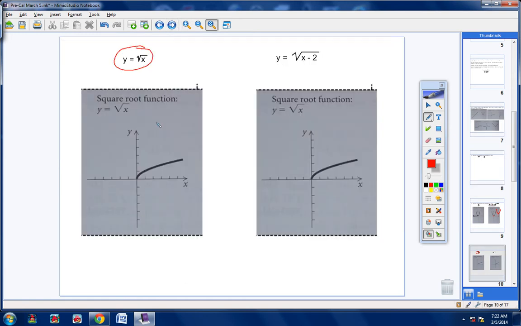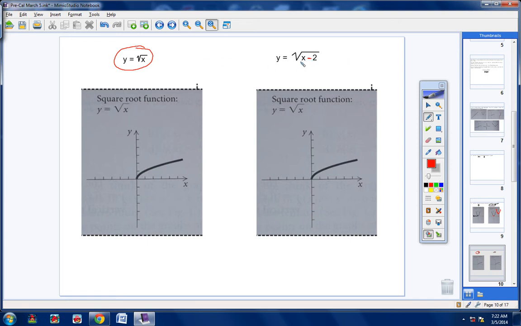And so here's the model graph. Now look what we've done. Notice I have subtracted a 2 directly to the x. Notice how the x is under a radical, and I have subtracted 2 directly under the radical, right to the x.